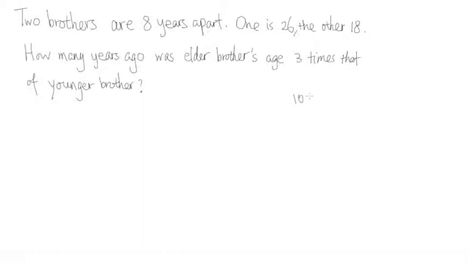So 10 years ago, the ages are different. 26 minus 10 is 16, and 18 minus 10 is 8. And now the 16 is double 8. So, of course, this is not an answer because we are looking for when the older brother's age is 3 times the younger brother's. So it is not 10 years ago, but this problem is probably solvable. You just need to increase the 10 a little bit. I think you'll get the number.